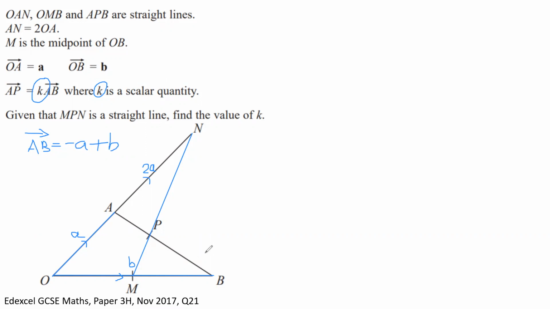Okay. So the next one is, we know that M to N, M via P to N is a straight line. So let's work out what M to N is.